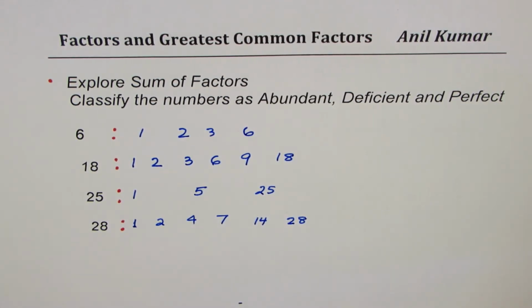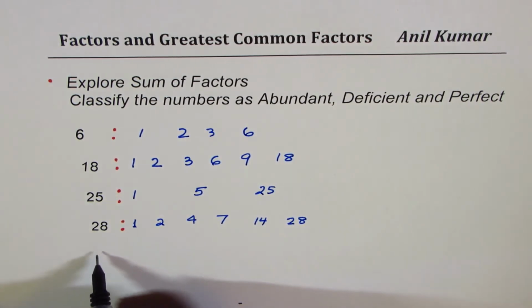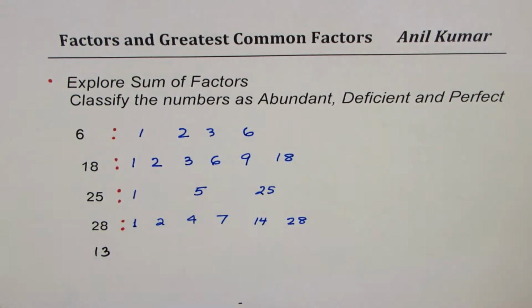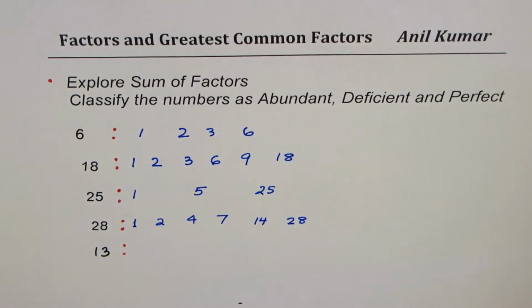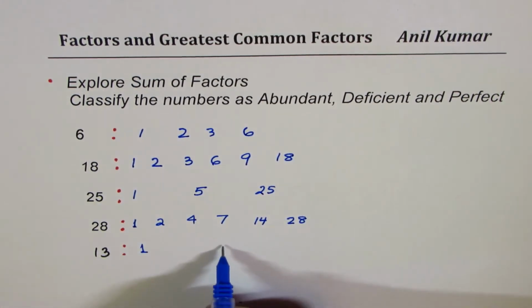Now let me add one more number to this list. I want to add a prime number, right? So let's add a prime number, let's say 13, in our list. Okay. So if I add the prime number 13, I know I have only two factors, 1 and 13 itself.